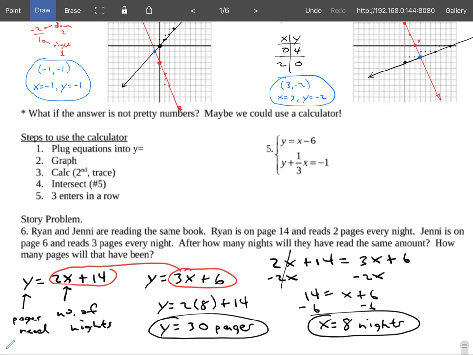And then notice you could have plugged it into the second equation. You could have plugged it in the one for Jenny here, this one. It doesn't matter. If you plugged in the 8 for Jenny's equation, so if you take the 8 and you put it in right here for this x, you're still going to get 30 pages, right? Because you're going to get 3 times 8 is 24, and then plus 6 is still going to give you 30 pages.